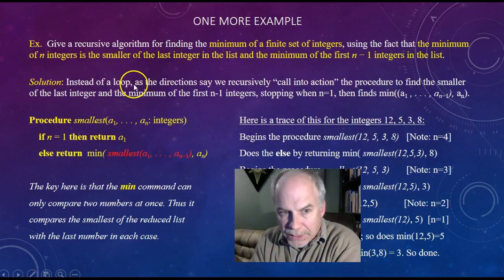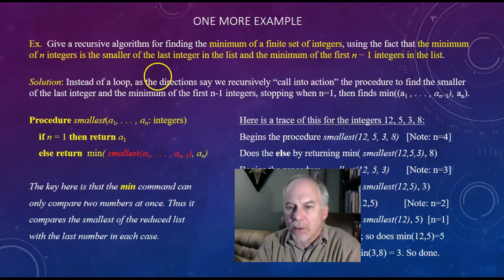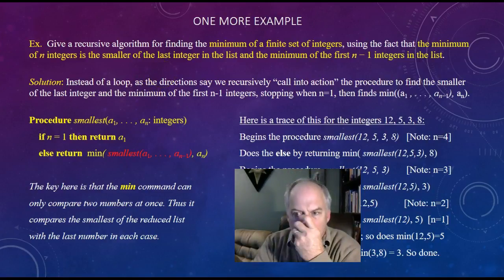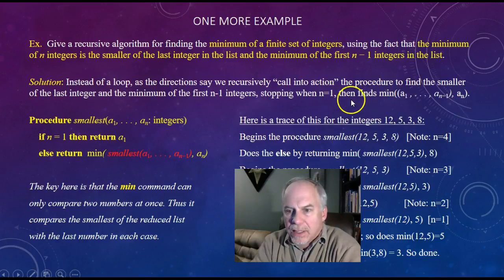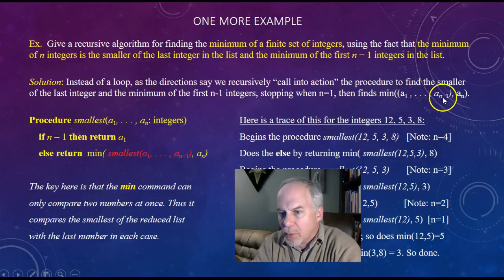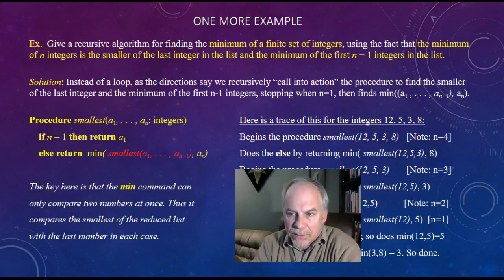So instead of a loop, as the directions say, we recursively call into action the procedure to find the smaller of the last integer and the minimum of the first n minus 1 integers, stopping when n equals 1. Okay? Then it finds the minimum of all the ones before it and the last number. So here's the procedure.